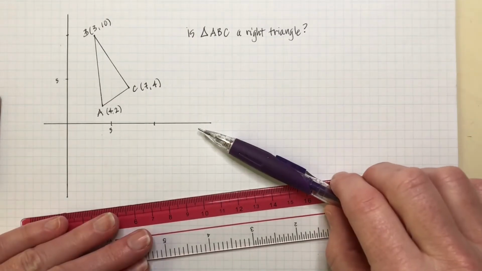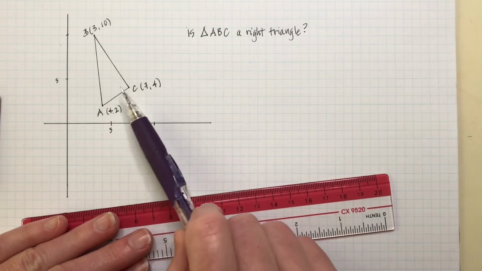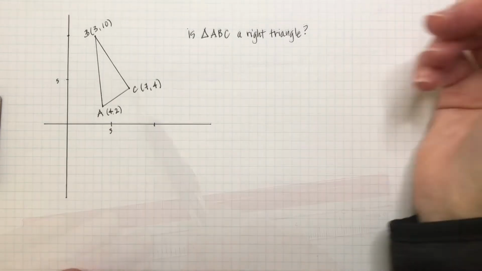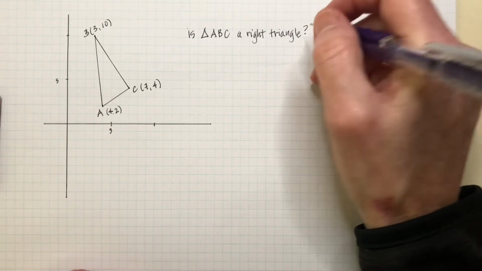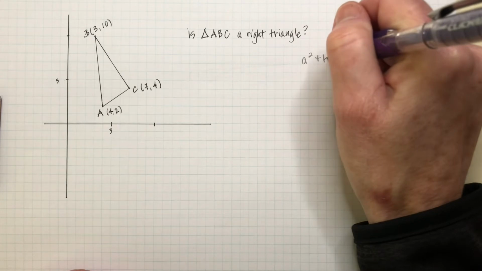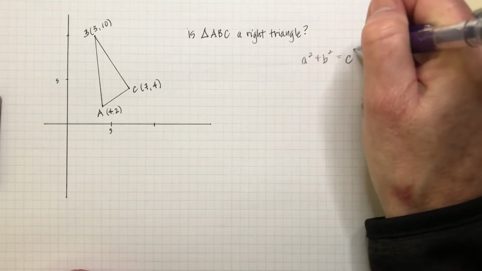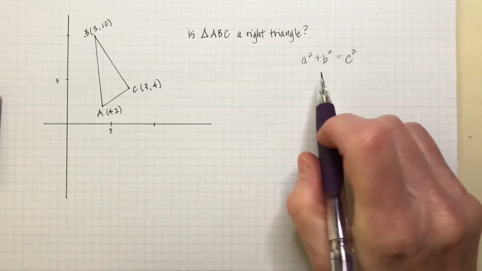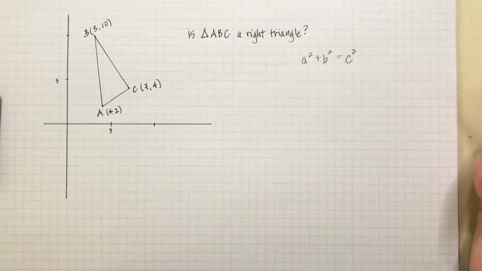Hi everyone, in this video I'll show you how to determine if a triangle that's plotted in the coordinate system is a right triangle. Now if we know the side lengths of a triangle, we can determine if it is a right triangle by using the Pythagorean theorem. A squared plus b squared equals c squared. And if it turns out that this equation is true, then you have a right triangle.